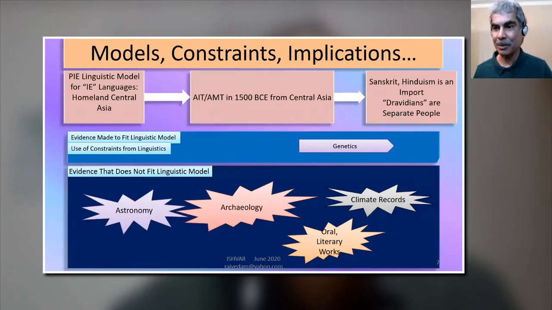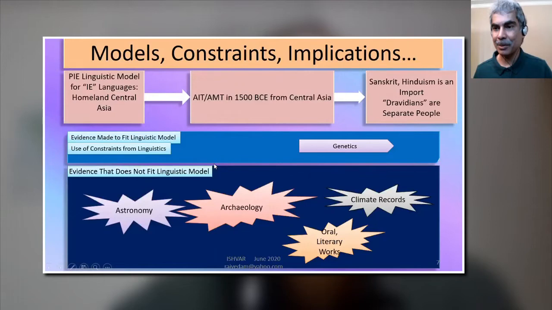So if we start with the Proto-Indo-European linguistic model for language spread, the proposal is that the homeland is in Central Asia. That is a hypothesis that is built into this model. If you use this model, the implication is there has to be an Aryan invasion theory or a migration theory, 1500 BC from Central Asia. A secondary implication is Sanskrit is an import into India and the Dravidians are separate people.